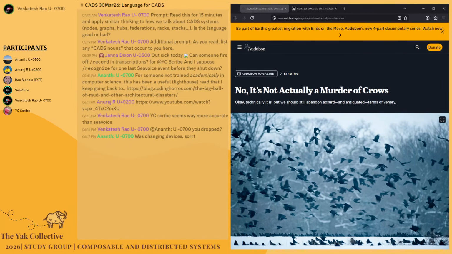What else? Since a lot of the architectures in CADS type systems are basically network based, it's interesting to see how you use network language or graph language, right? So there's nodes and edges. You can talk about more precise terms like directed acyclic graph, things like that.